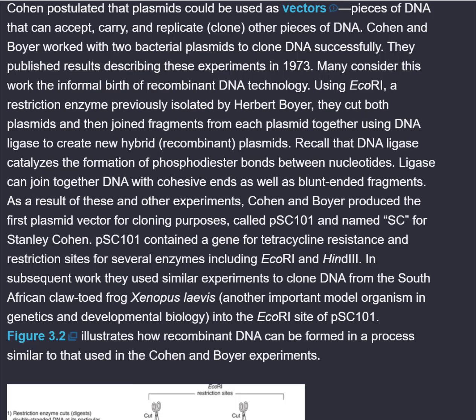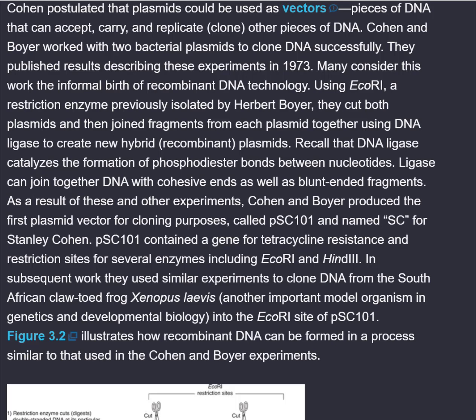Recall that DNA ligase catalyzes the formation of phosphodiester bonds between nucleotides. Ligase can join together DNA with cohesive ends as well as blunt-ended fragments. As a result of these and other experiments, Cohen and Boyer produced the first plasmid vector for cloning purposes, called pSC101 and named SC for Stanley Cohen. pSC101 contained a gene for tetracycline resistance and restriction sites for several enzymes including EcoRI and HindIII.